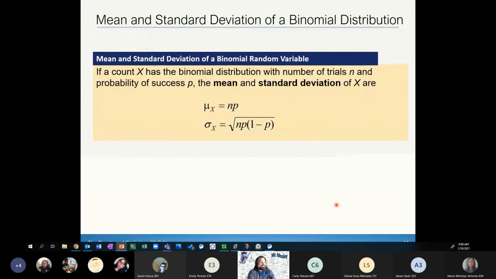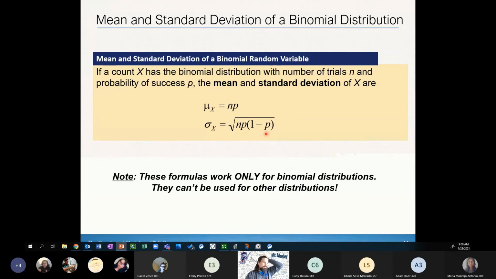If X has a binomial distribution with number of trials n and probability of success p, the mean and standard deviation of X are: the mean is n times p, so number of trials times probability of success, and the standard deviation is the square root of n times p times 1 minus p. In other words, the square root of the number of trials times probability of success times probability of failure. And that gives us the standard deviation. That also implies that what is under the square root sign is the variance. So if you're ever asked for the variance, you can easily calculate that as well.